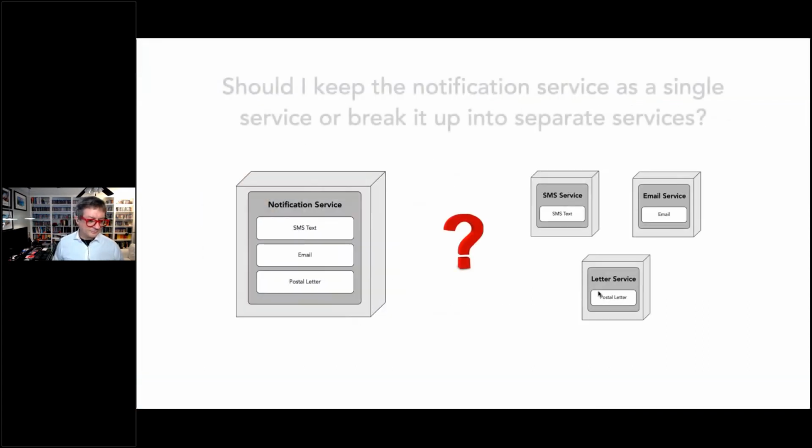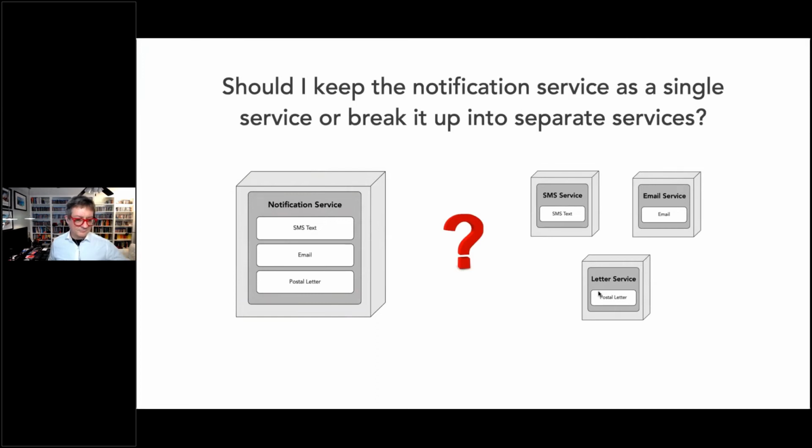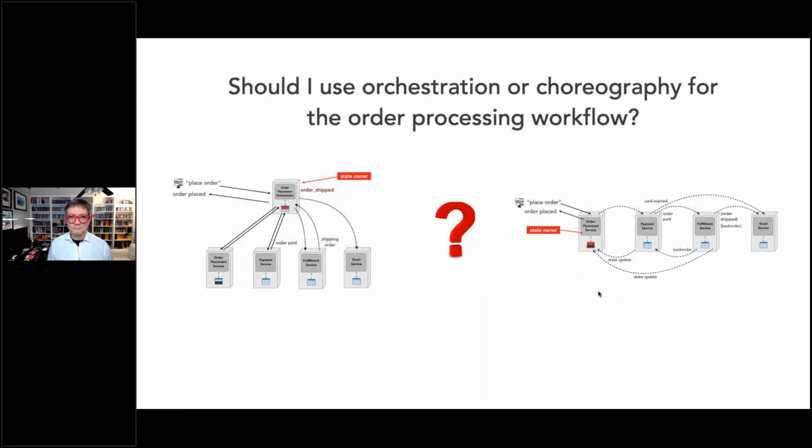For example, should I keep the notification service as a single service or break it up into separate services? That's one question. One of the tricky things about software architecture is it's all the stuff you can't Google. You can try to Google this question: should I use orchestration or choreography for the order processing workflow? But what Google tells you is not going to be useful, because Google doesn't know anything about your order processing workflow.